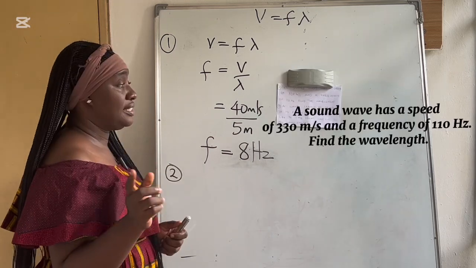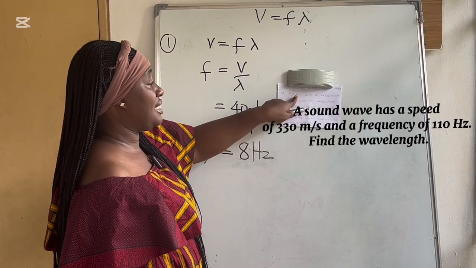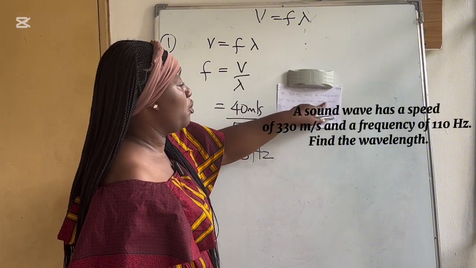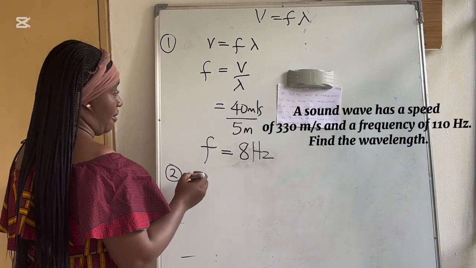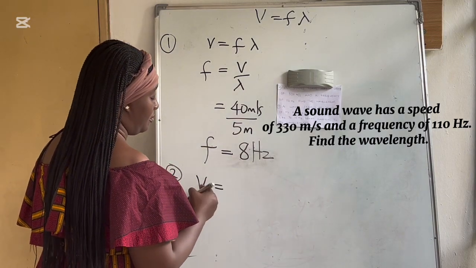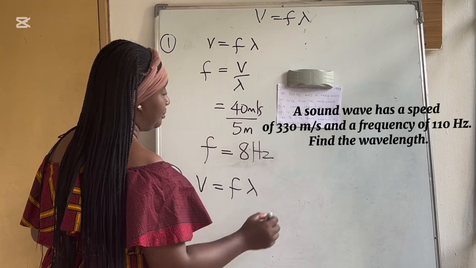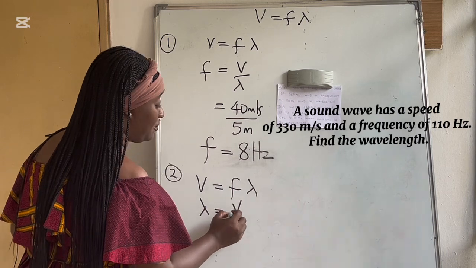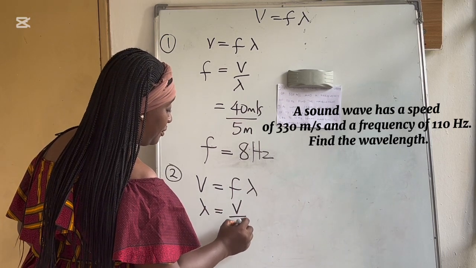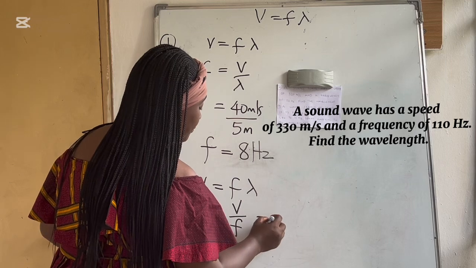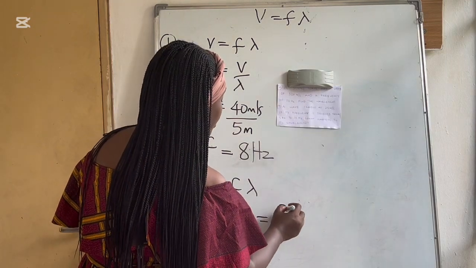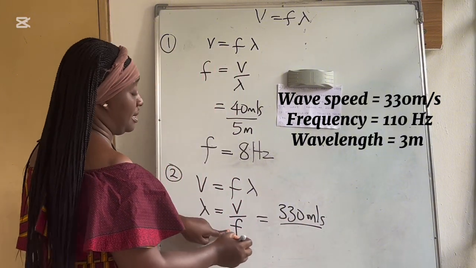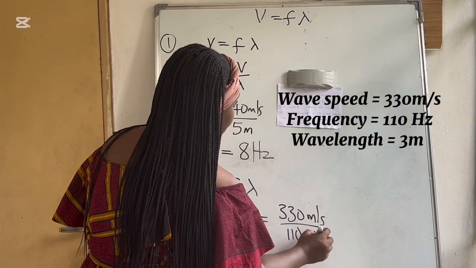Question 2. A sound wave has a speed of 330 meters per second and a frequency of 110 hertz. Find the wavelength. So we have the wave speed equation, V is equal to F lambda. We are asked to look for wavelength. Wavelength now becomes wave speed divided by frequency. And wave speed, according to the question, is 330 meters per second divided by the frequency, which is 110 hertz.